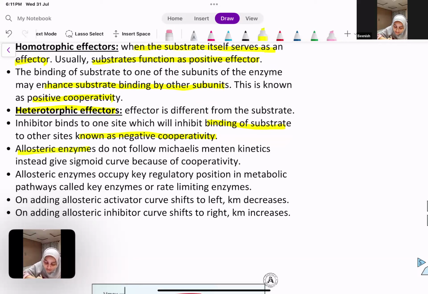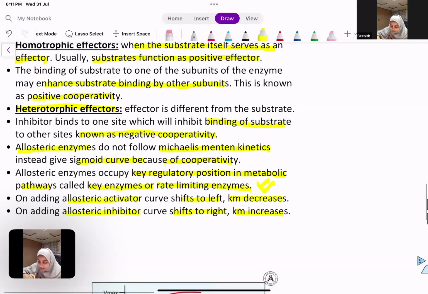Now, allosteric enzymes do not follow Michaelis-Menten kinetics. Instead, they give a sigmoid curve because of cooperativity. Allosteric enzymes occupy key regulatory positions in metabolic pathways and are called key enzymes or rate limiting enzymes. So, in all the pathways that we've studied, almost all of your rate limiting enzymes are allosteric enzymes. Now, on adding an allosteric activator, the curve shifts to the left and Km is decreased. And on adding an allosteric inhibitor, the curve shifts to the right and Km increases.